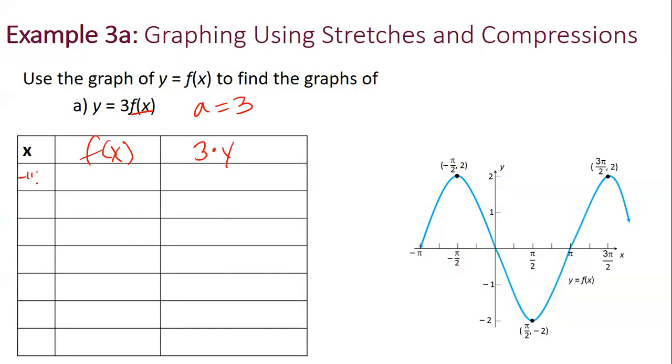So we have negative pi over 2 and 2. We have 0, 0. We have positive pi over 2, and negative 2. We have pi, 0, and we have 3 pi over 2 and 2. Do we see where those values came from? Yes, we're good. No one's like, she made it up. So I didn't. All right.